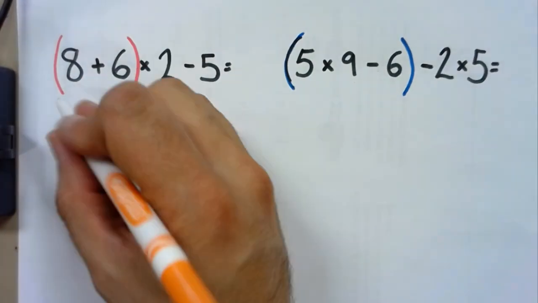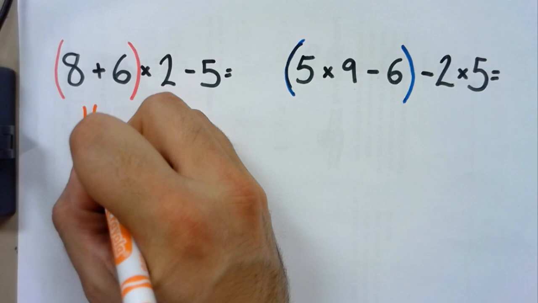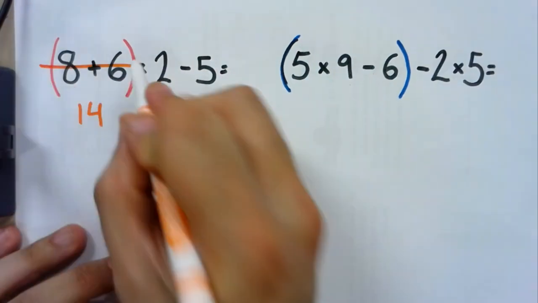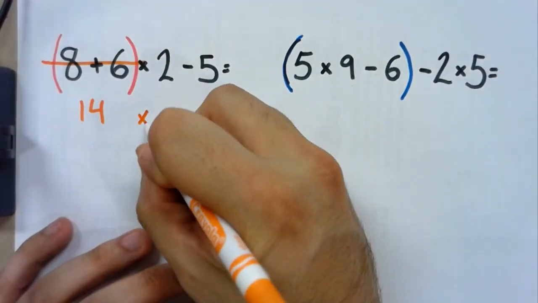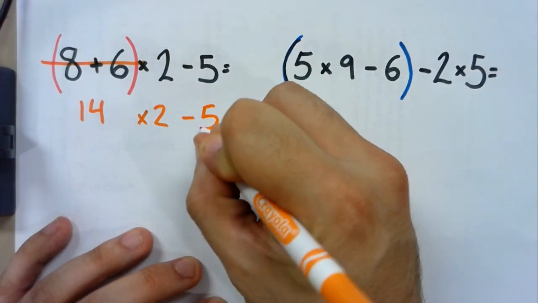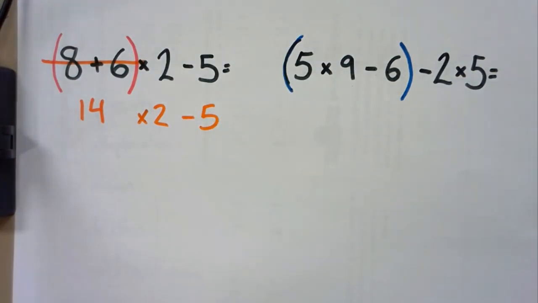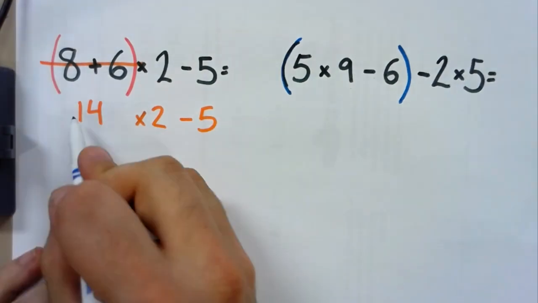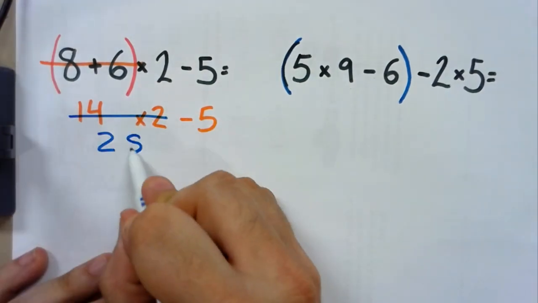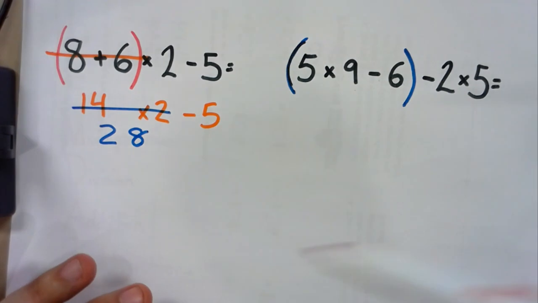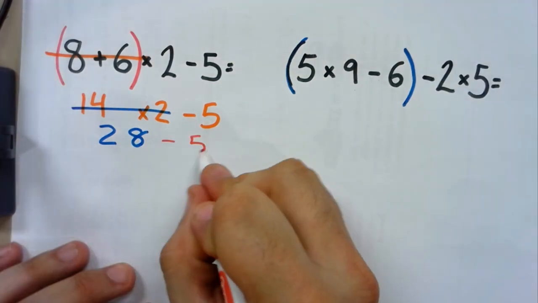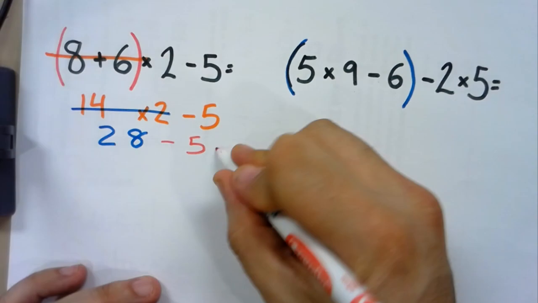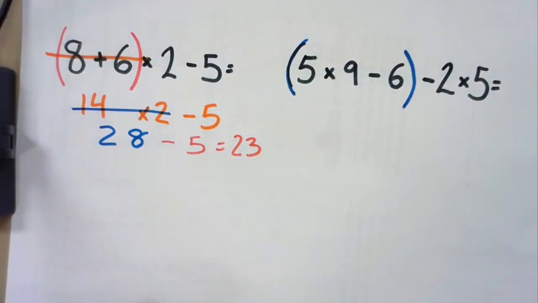8 plus 6 equals 14. So now I have 14 times 2 minus 5. Now I've taken care of everything in the parentheses, so I go back to the usual order of operations. I'm going to do my grouping operations first. 14 times 2 equals 28. And now I'm left with 28 minus 5. And that's going to equal 23.